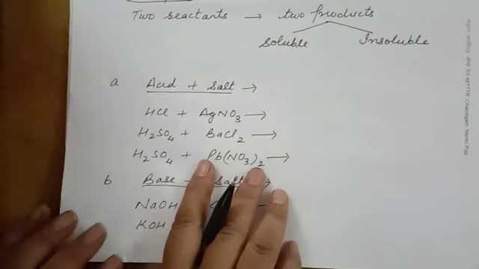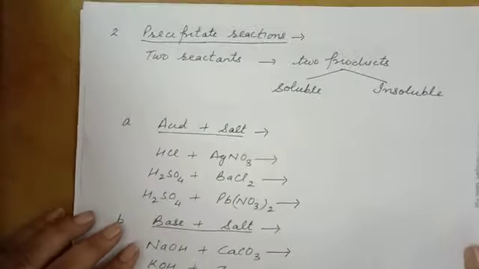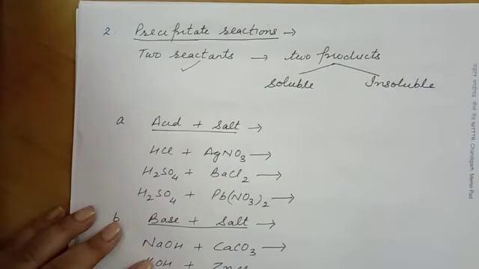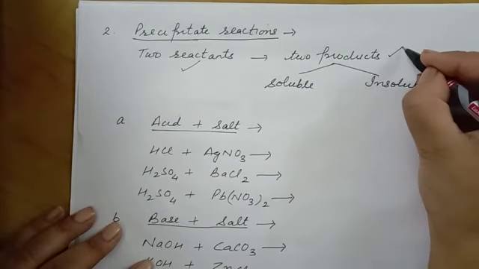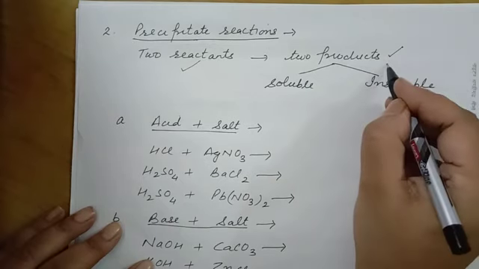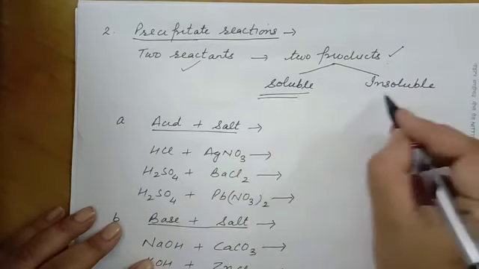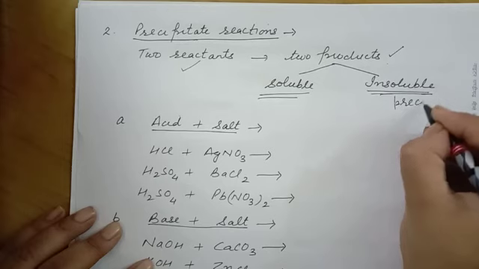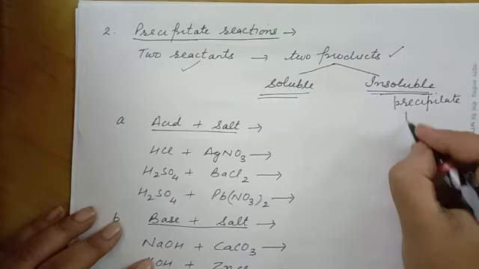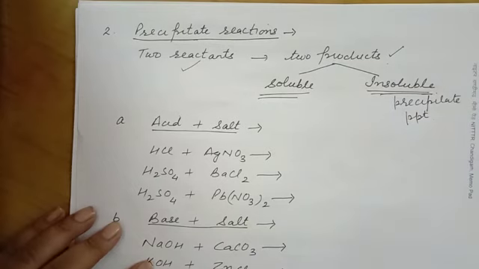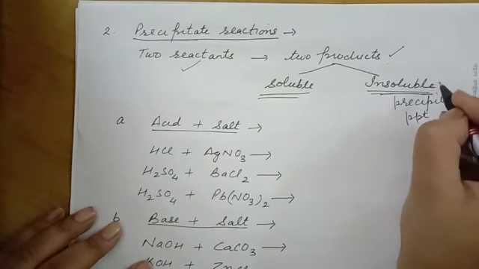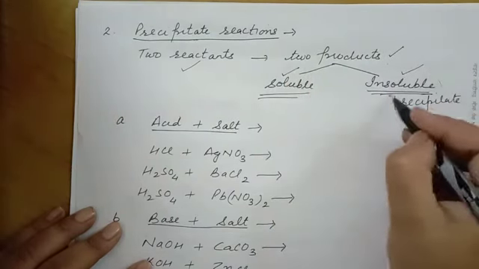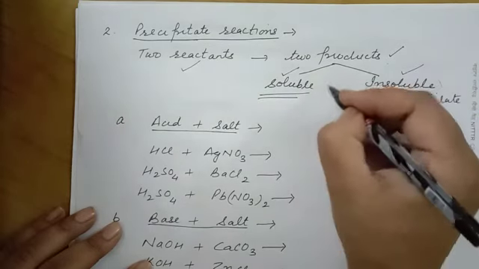The second type of double decomposition reaction is the precipitate reaction. Now what are precipitate reactions? Again two reactants participate and two products are produced. Out of these two products, one product is soluble and the other product is insoluble. This insoluble product is known as precipitate, or in short form we call it PPT. It is clearly seen because one is insoluble and the other is soluble, so we can see the insoluble product clearly in the soluble product.